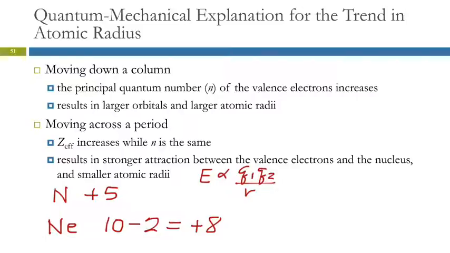Any questions? You need to be able to remember the trend in atomic radii, that as you go across a period from left to right, the atoms get smaller. I find it easiest to remember why, because then when I forget the direction, I can think it out.